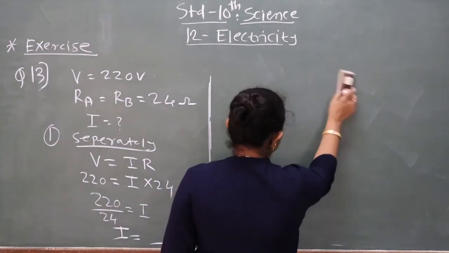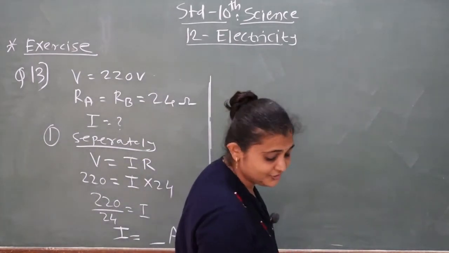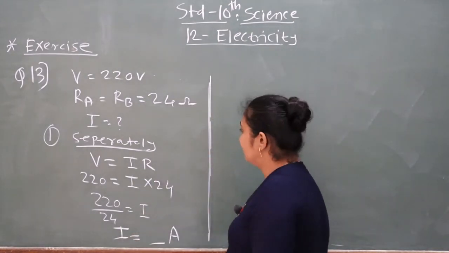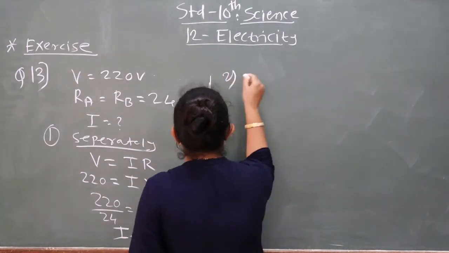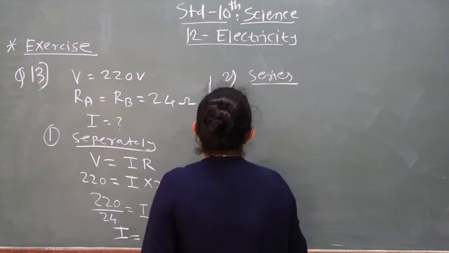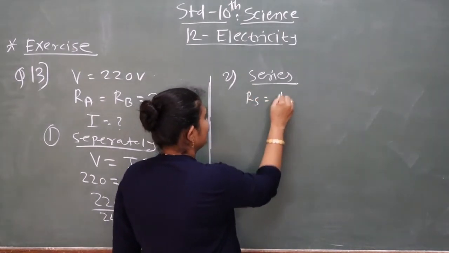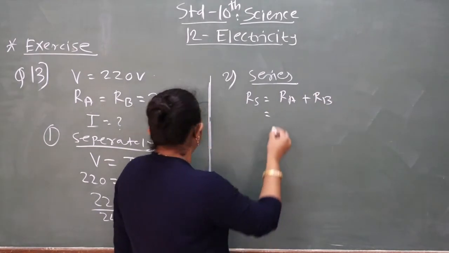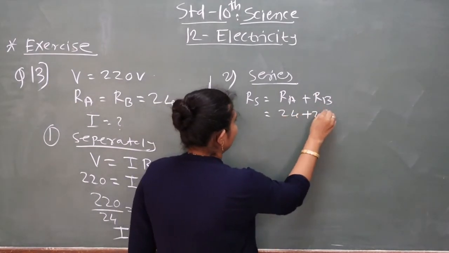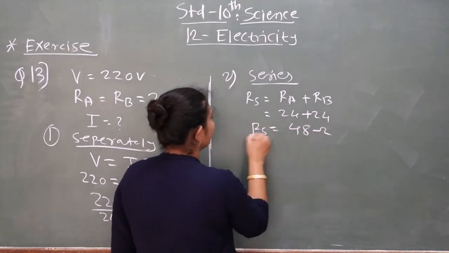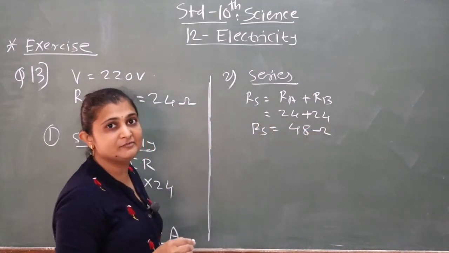Now you are in 10th standard, so do that calculation by the manual method. Don't use a calculator for this calculation. When they are connected in series, then RS is equal to RA plus RB. RA is equal to 24 plus 24, 48 ohm, and we have to calculate the value of I.